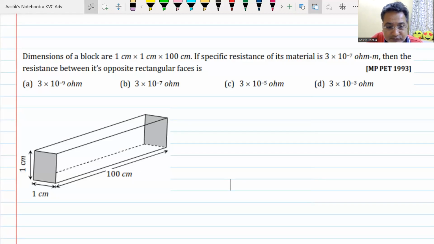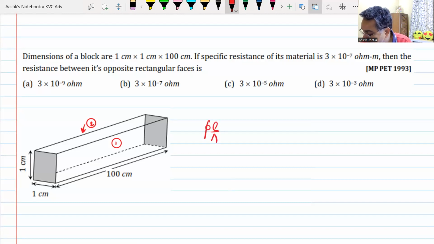Yes, sir. So we have to find out between, if I call this face as face number 1, then the back face will become face number 2. Yes or no? Yes. So resistance will be equal to rho L by A. Here L will become how much? L will become 1 centimeter. Do we understand this? Yes, sir.